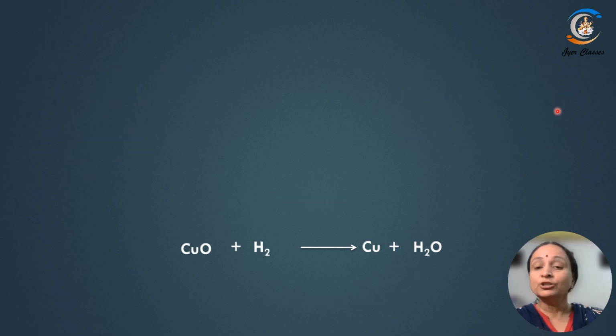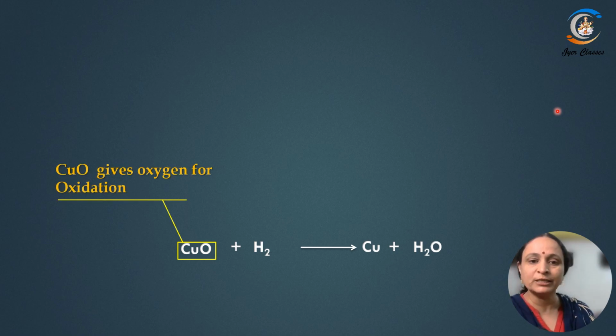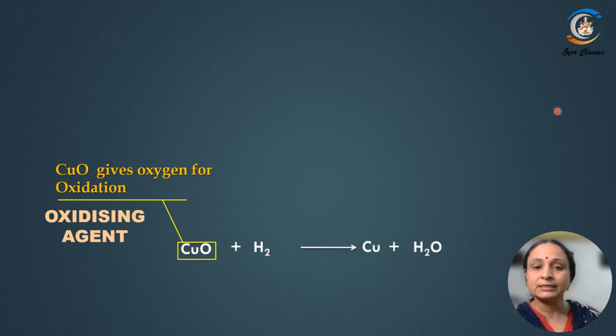Now we will talk about the oxidizing agent and the reducing agent. Now what do you understand by the oxidizing agent? See, an oxidizing agent is something which provides oxygen. And what is a reducing agent? A reducing agent is something which takes out oxygen from the substance, or adds hydrogen to it. Okay, so in this reaction, just now we saw copper oxide is giving oxygen, so this is called an oxidizing agent.